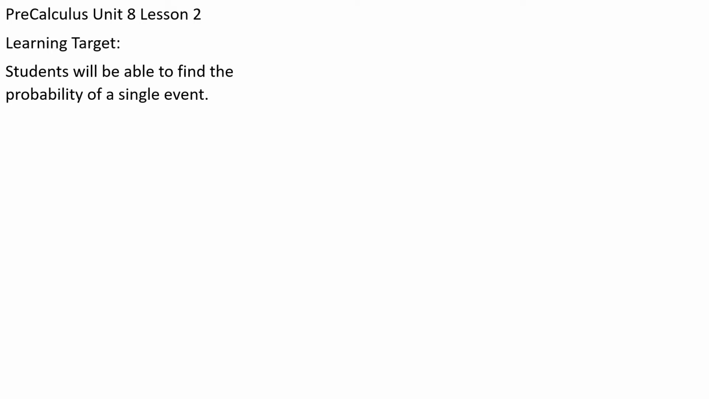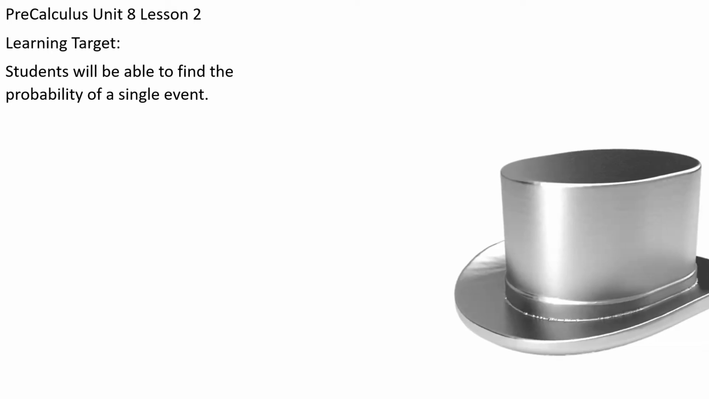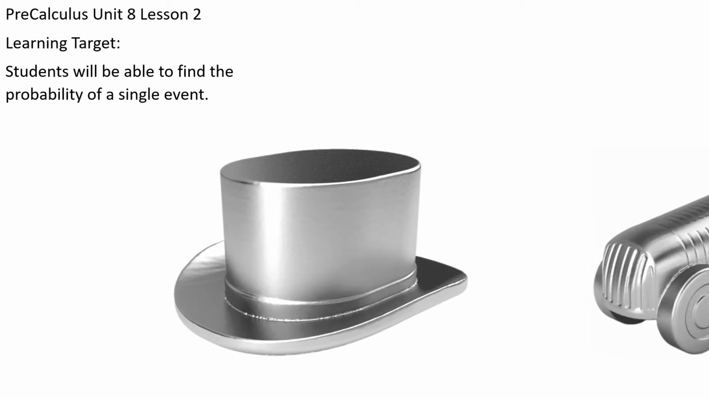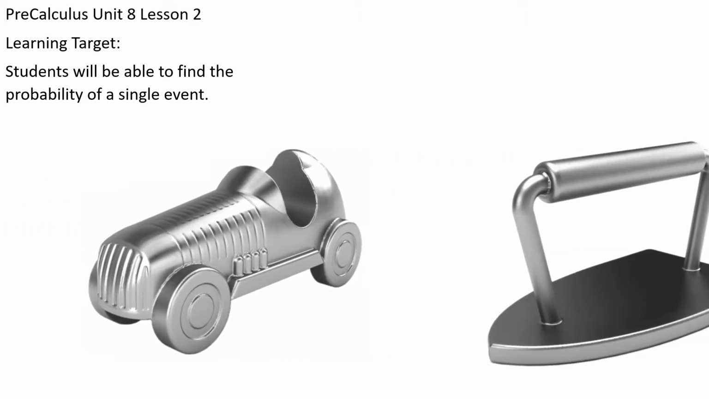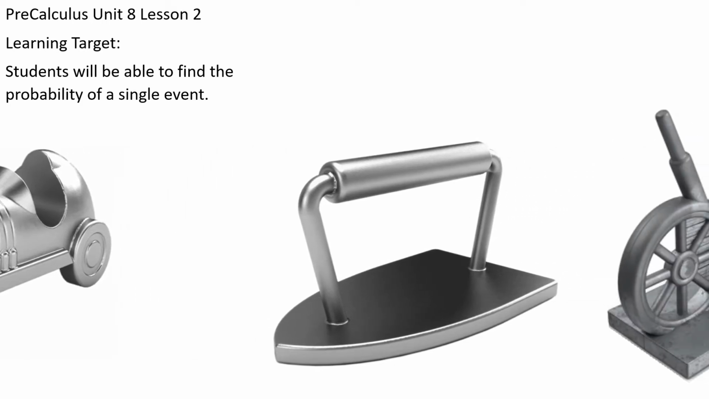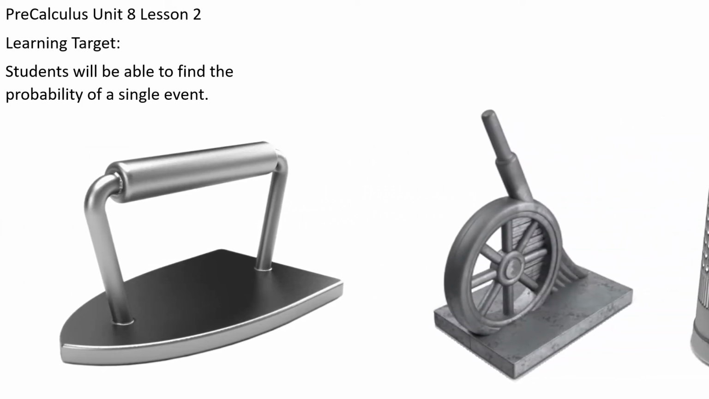Okay, we are going to try to find the probability of a single event. I thought we just did that already. Now, why are the Monopoly pieces going by? I wonder if this is a subtle clue.